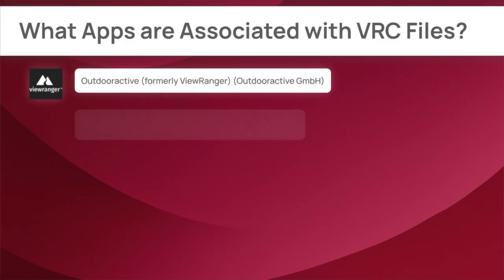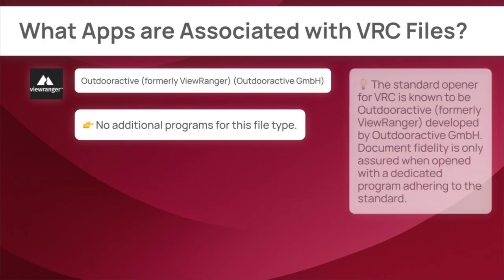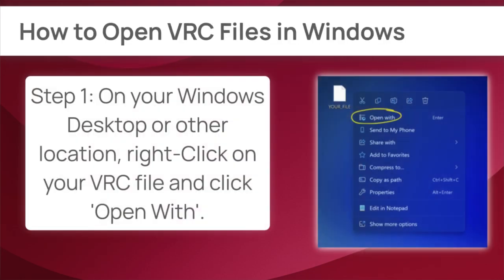The native handling utility for VRC files is Outdoor Active, formerly ViewRanger, by Outdoor Active GmbH. Document fidelity is only assured when opened with a dedicated program adhering to the standard. Windows can list the file but not its coordinates or geometry without compatible software. We'll conduct a full check of installed file readers now.